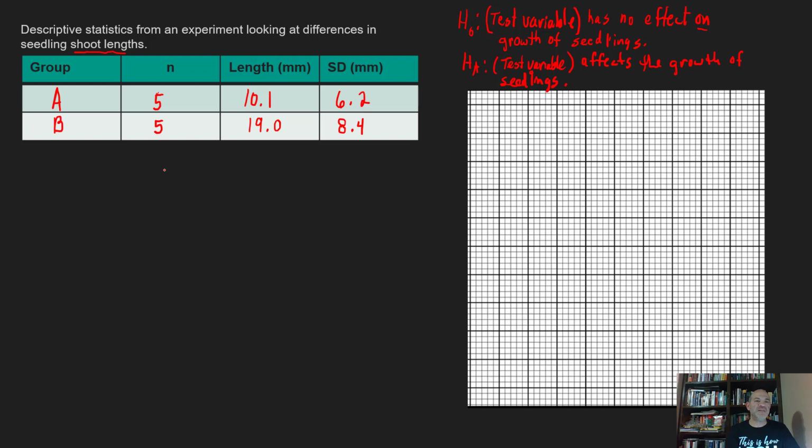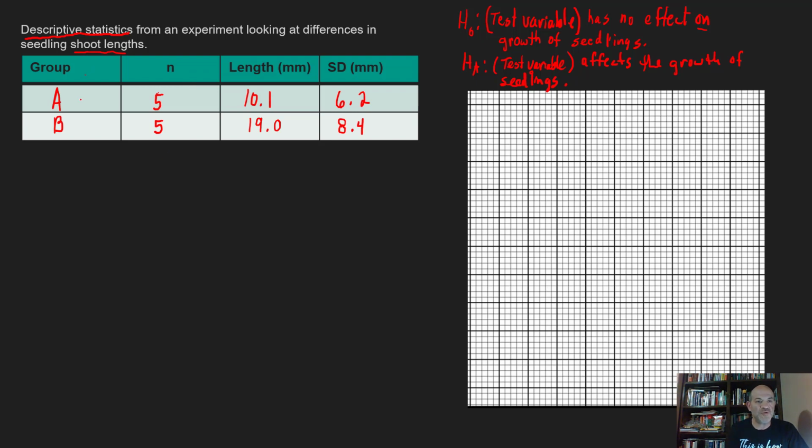Now, just taking a look at this table here, this is a table of your descriptive statistics, what you should always report when you're reporting the results of your scientific investigation, your experiment, your study.